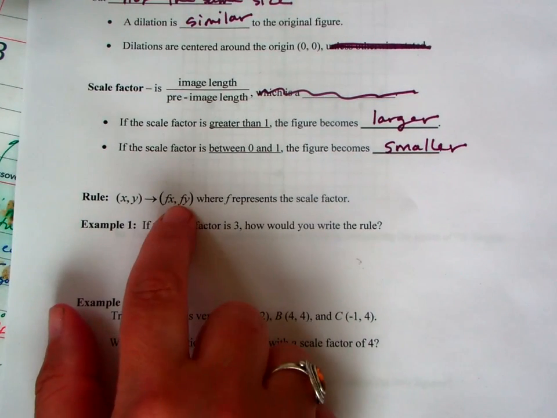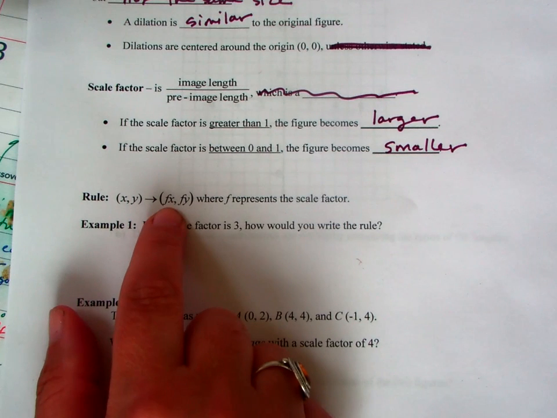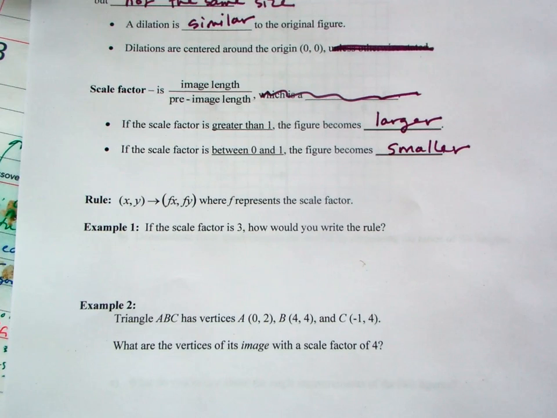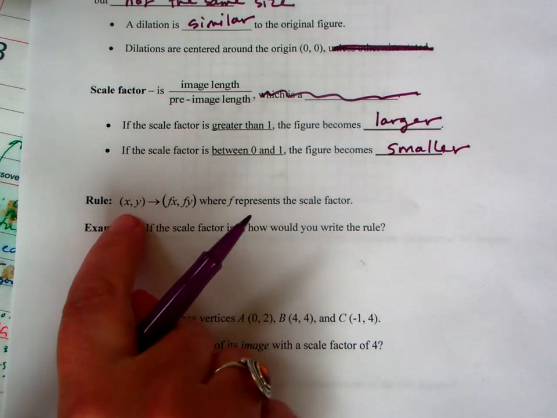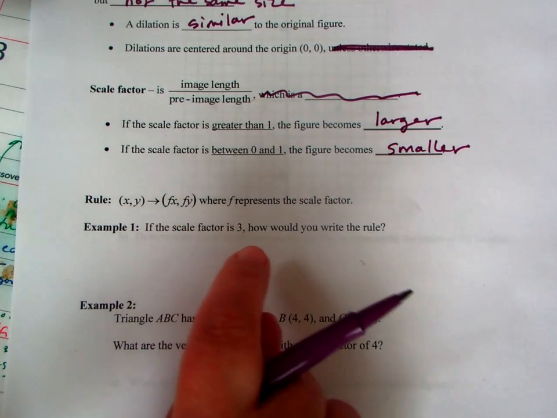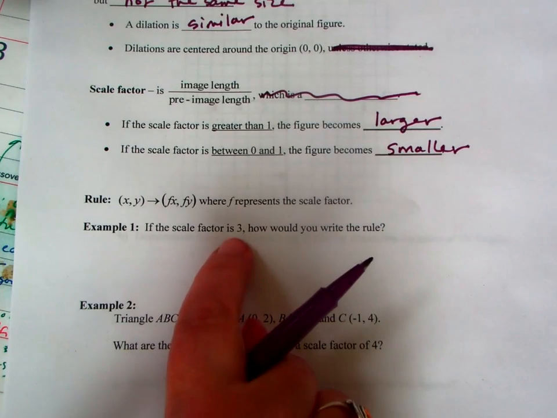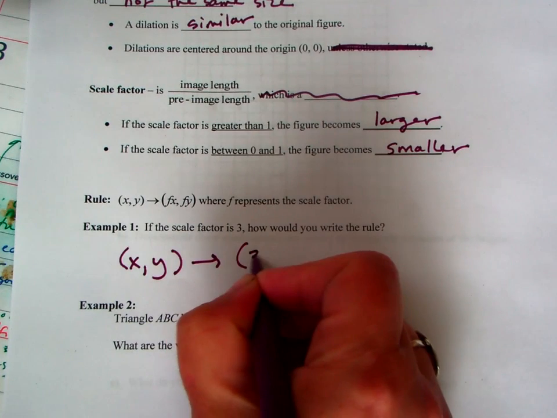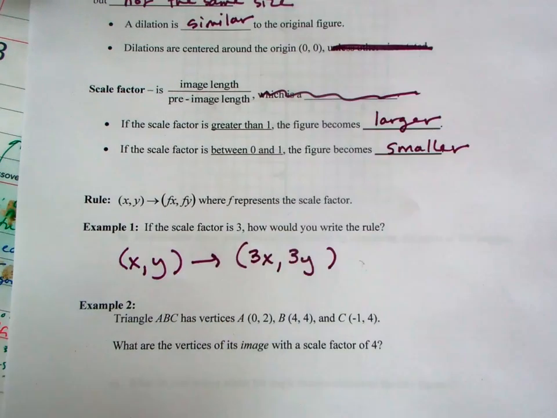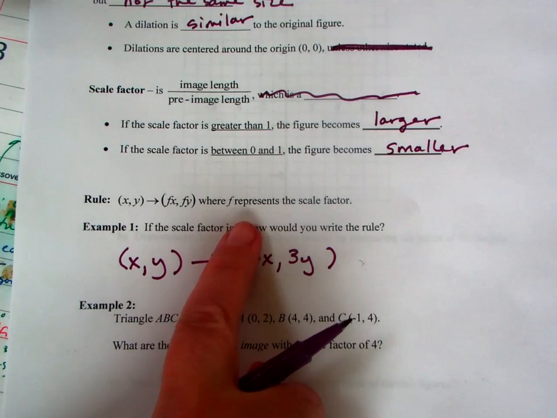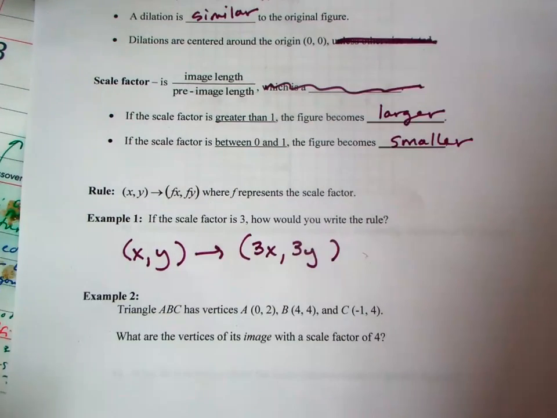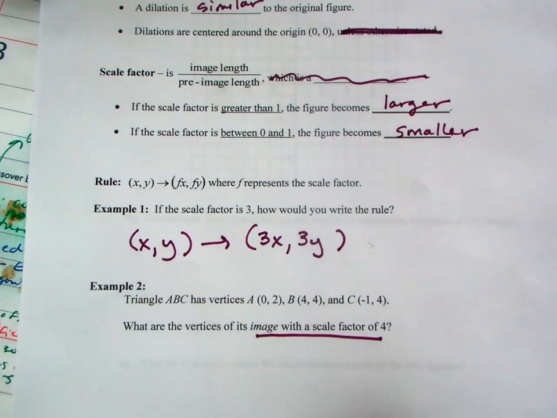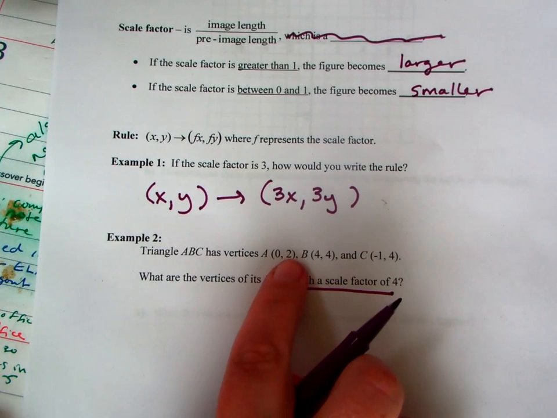So you'll remember f of x and f of y from this year. In this case, they're using f to represent the scale factor, but you can think of it as a function. So x, y leads to a simple function multiplying by something. If the scale factor is 3, how would I write that? Well, x and y become 3 times x and 3 times y. That is really all that means. So the function is a multiplication function. If the scale factor is 4, all I need to do is take these numbers and multiply each of them by 4.